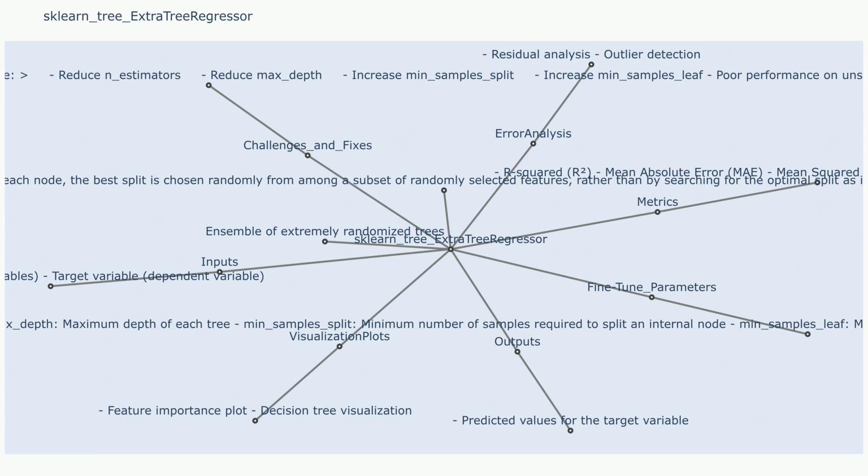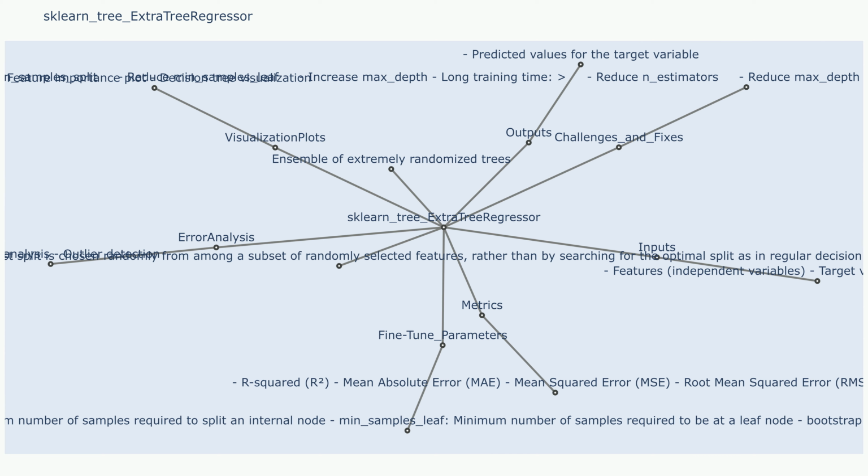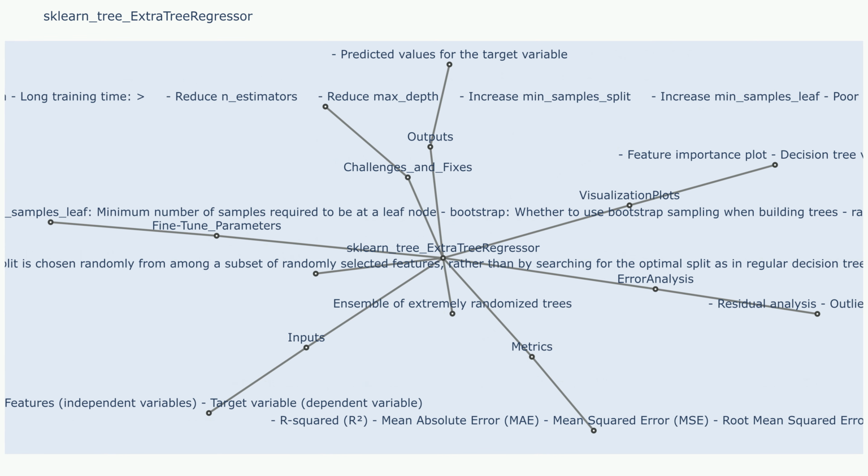Fine-tune parameters. n_estimators: the number of trees in the ensemble. Increasing this value usually improves accuracy but can lead to longer training times. Max depth: the maximum depth of each individual tree. Limiting depth can help prevent overfitting. Min samples split: the minimum number of samples required to split an internal node. This parameter controls tree complexity. Random state: an integer for initializing the random number generator. Setting this value ensures reproducible results.